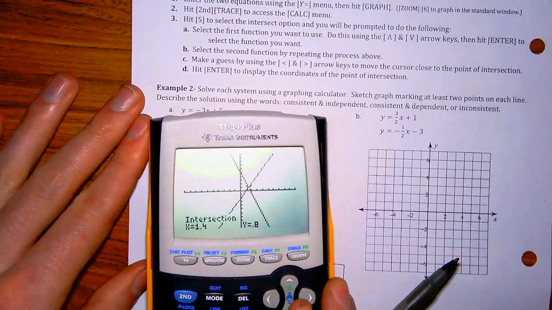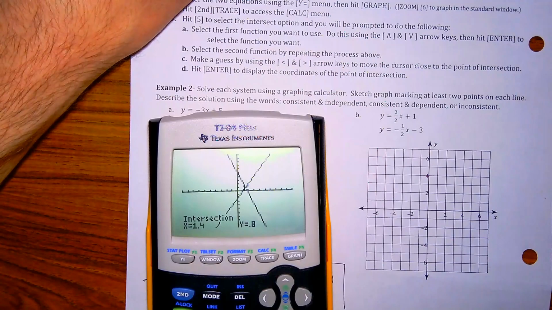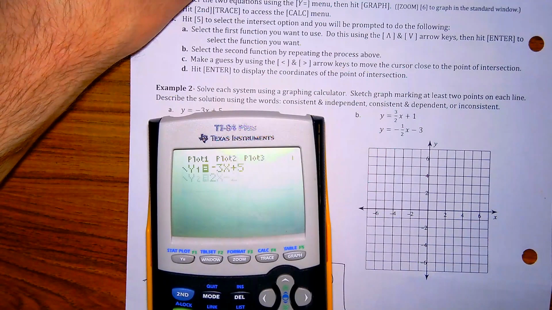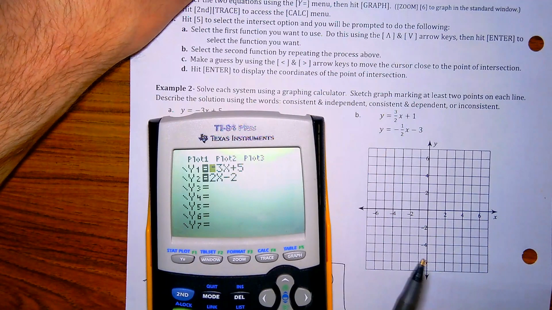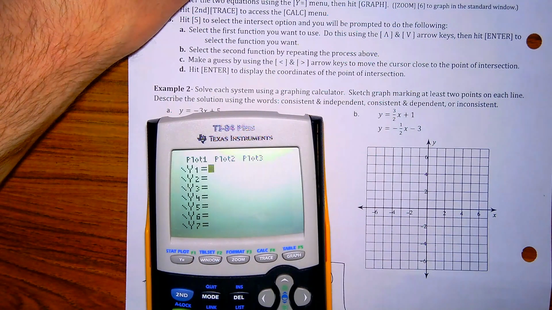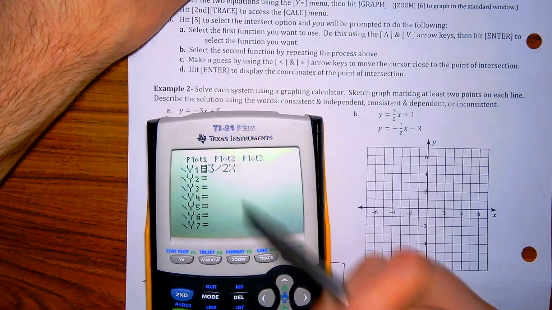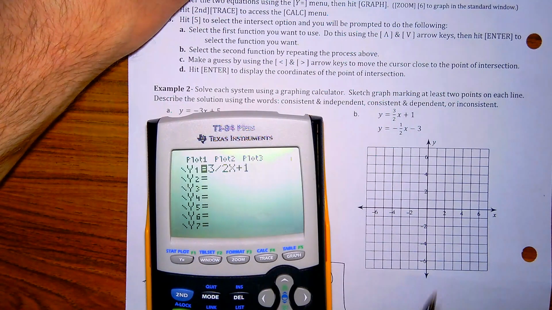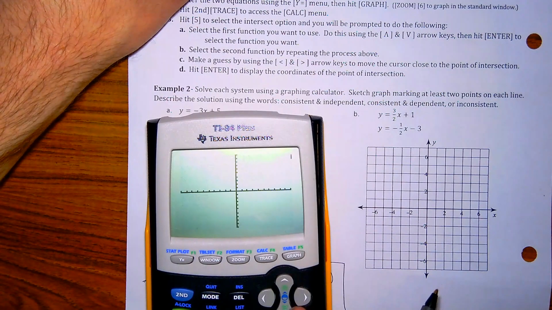Let's do it. I want us to press y equals again, and you'll see it takes us right back to where we were. Clear out the first one, clear out your second. And I want us to redo our graph. So this time it's going to be 3 divided by 2 x. 3/2 x is the same thing to me as 3 divided by 2 x plus 1. And then this one can be negative 1 divided by 2 x minus 3. I go graph, it'll graph it for me just like that.